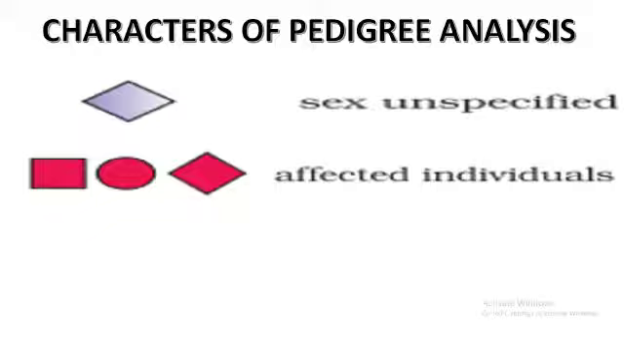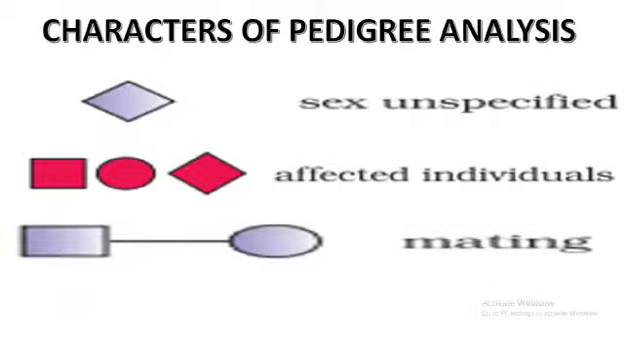If you are not using color, you can shade with pencil, black shade. If that is the case, we call it an affected individual. If it is a square, darkly shaded, it is an affected male. If it is a circle, darkly shaded, it is an affected female. If it is a rhombus, darkly shaded, it is an affected individual, sex unspecified.